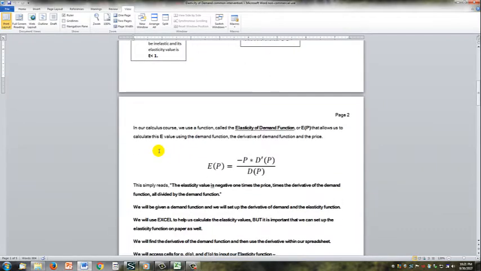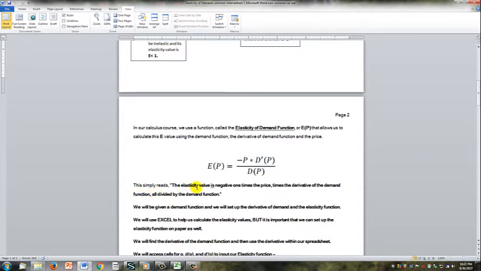Here is the elasticity function. In our calculus course, we use a function called the elasticity of demand function, or E of P, that allows us to calculate this E value using the demand function, the derivative of the demand function, and the price. And the elasticity function is this. You have to have this memorized. It's E of P. So notice that P, price, is going to be our input, equal to negative P times the derivative of the demand function divided by the original demand function.